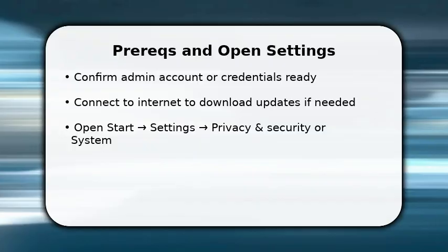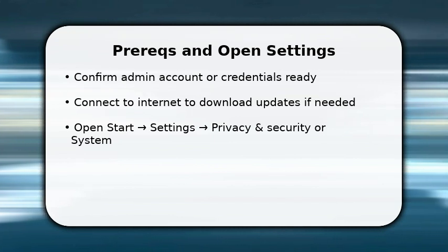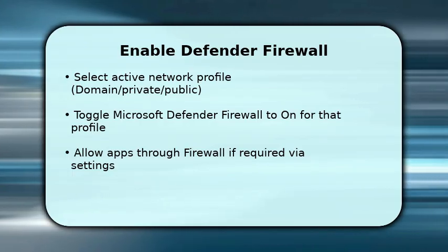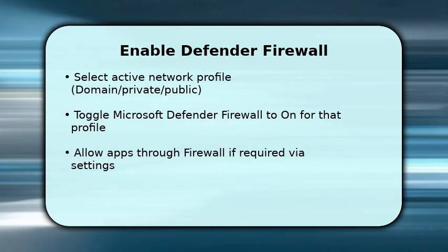Once in Windows Security, choose Firewall and Network Protection to start the activation process. This begins the sequence that controls incoming and outgoing connections. You'll see 3 network profiles. Pick the one currently active, private, public, or domain, and click it. Turn the Microsoft Defender Firewall toggle to on. This enables core packet filtering and connection blocking.